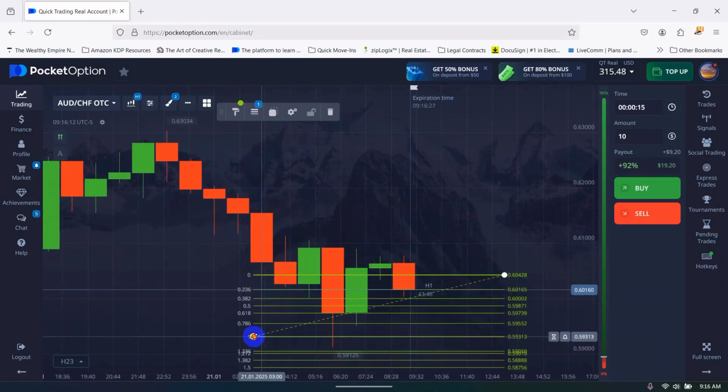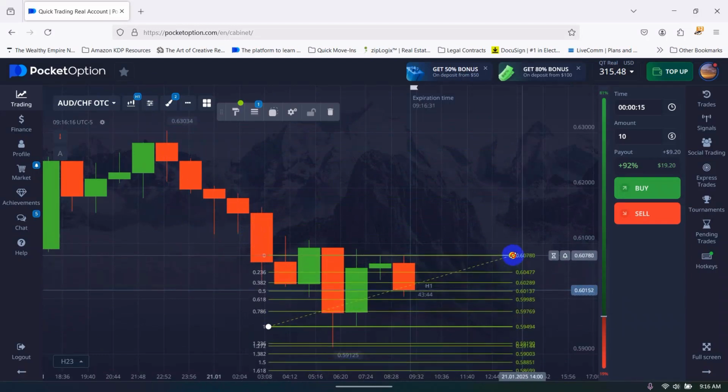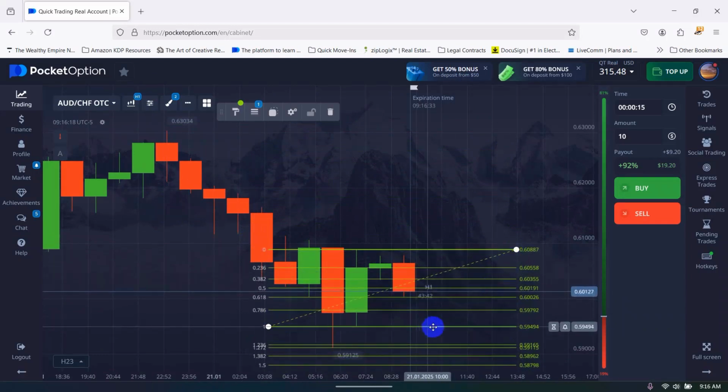The one goes at the bottom. The zero goes at the top. And we're working off of the 60.